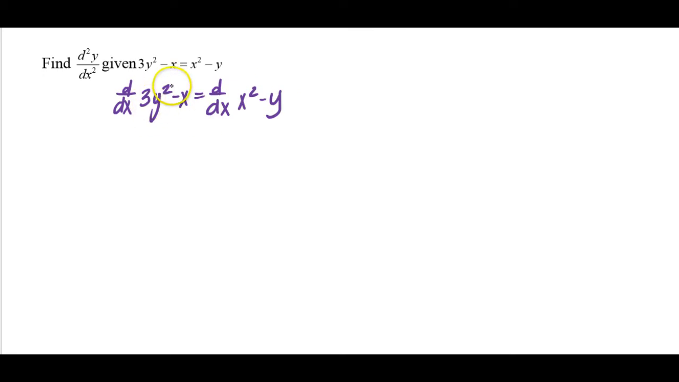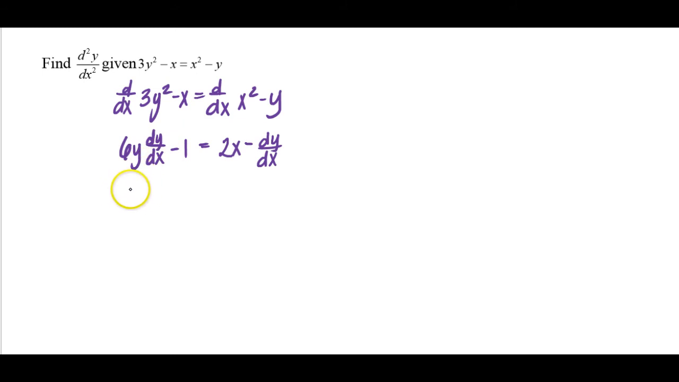So the derivative of 3y squared is going to be 6y. It's just the regular derivative, but because the variables don't match, we include our dy dx. The derivative of x is going to be negative 1. And now moving on to the right side, the derivative of x squared will be 2x. And the derivative of y, we're subtracting the derivative of y, which is just 1, dy dx, or just dy dx. Alright, so now what I'm going to do is get dy dx by itself.